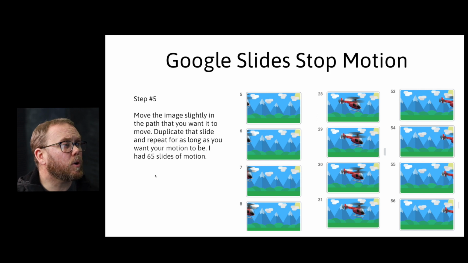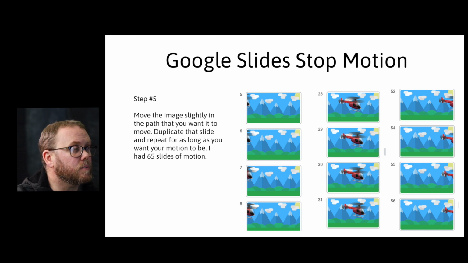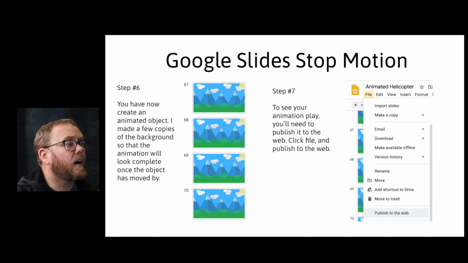So step 5. You are going to move the image slightly, now very slightly, that you want it to move, and you're going to duplicate that slide and repeat it for as long as you want your motion to be. I had 65 slides of motion with a few slides of just background, like I was saying before. So you can see there's just a spattering of those slides. All right. You've now created an animated object.